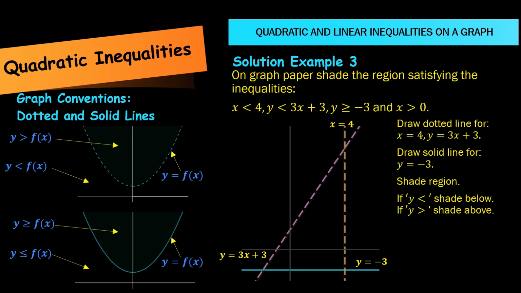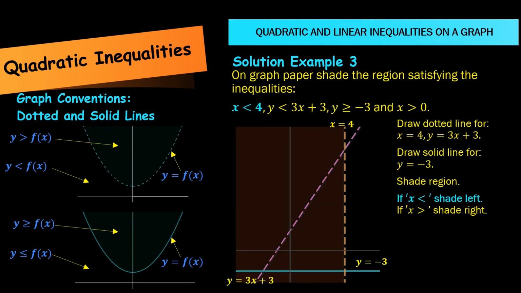So how do we know what to shade? If y is less than, then we shade below. If y is greater than, then we shade above. And how do we shade if there are restrictions on x? So if x is less than something, then shade to the left of. And if x is greater than something, then shade to the right of.